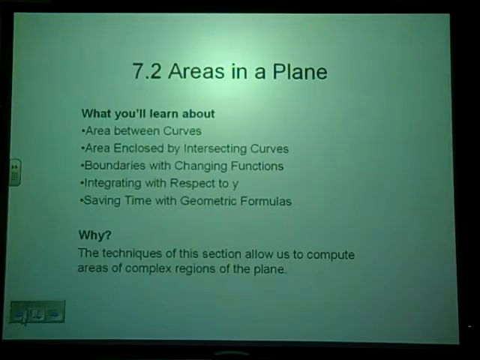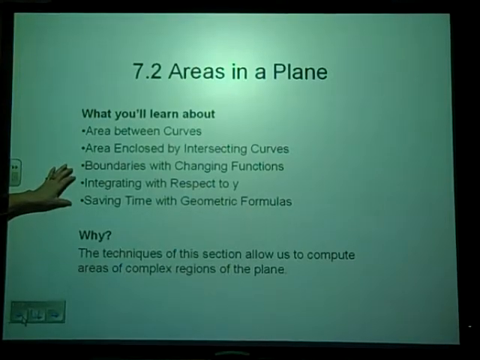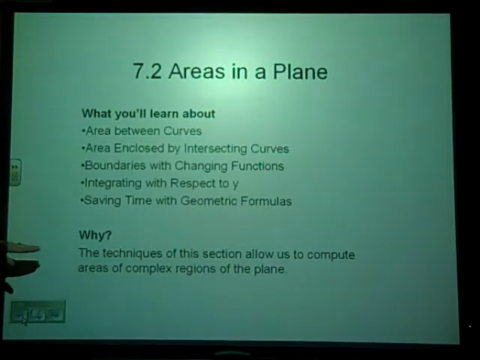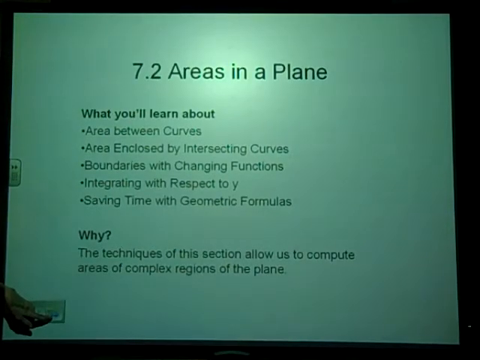What you're going to learn about today in this video is examples 1 through 2, and part B will be examples 3 and 4. What you're going to learn about is the area between curves on a coordinate plane, the area enclosed by intersecting curves, and we're going to look at boundaries with changing functions. We'll be integrating with respect to y and saving time with geometric formulas on Monday. This is going to allow us to compute areas of complex regions on the plane and give us a good basis for understanding when we're looking at volume in lesson 7.3.